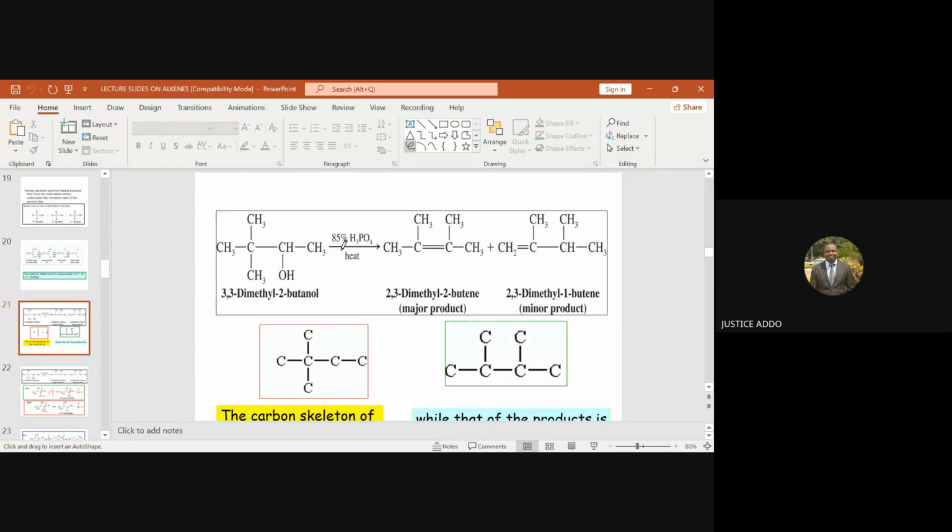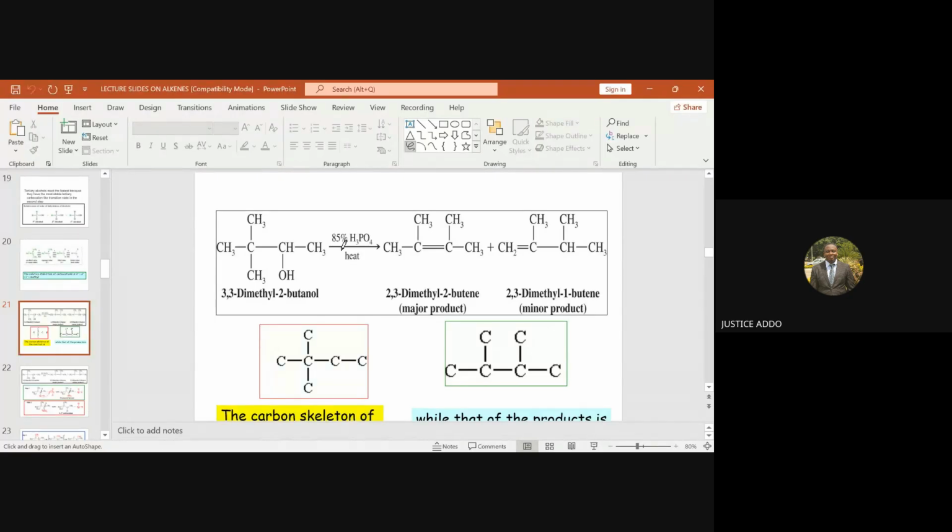Now, we initially said that the alcohol gets protonated. And then the second step, the water molecule breaks off and forms a carbocation. Now, when you form the carbocation, you have to be able to tell whether it is a primary, a secondary, or a tertiary. In some instances, if you form a primary carbocation, we know primary carbocations are not that stable. So if you form an alkene from it, that alkene will also not be stable.